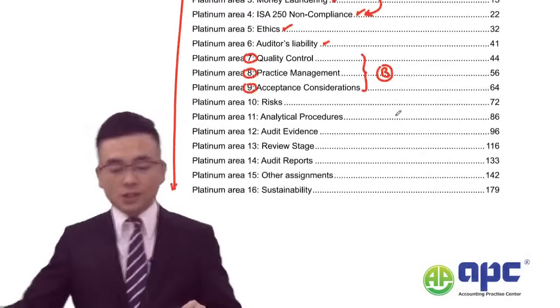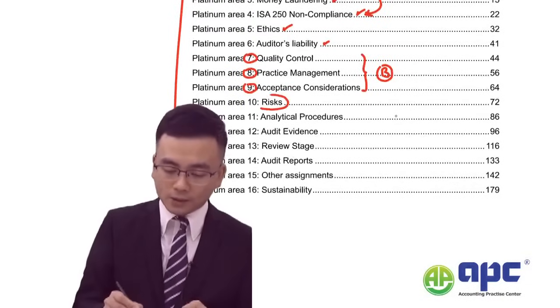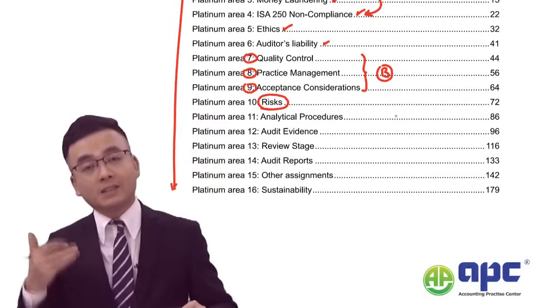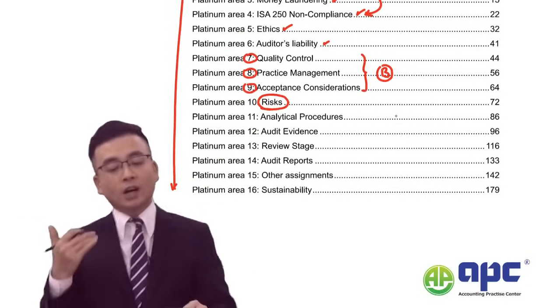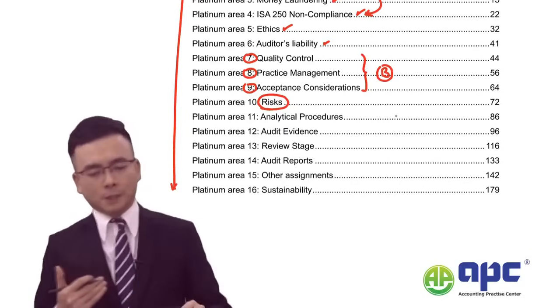But a lot of students performed quite well in the risk question, which means question 1, so I put that into Platinum Area number 10 now.